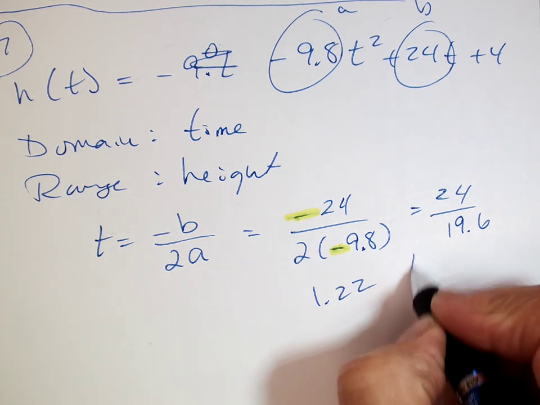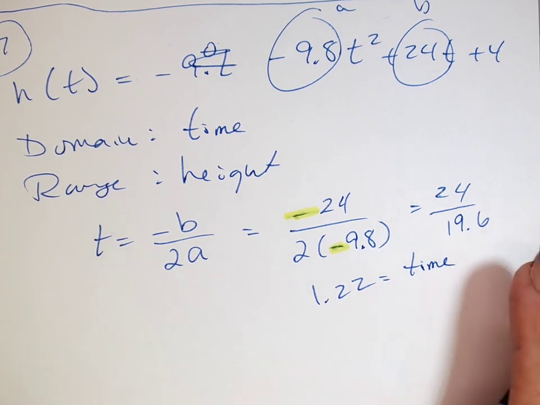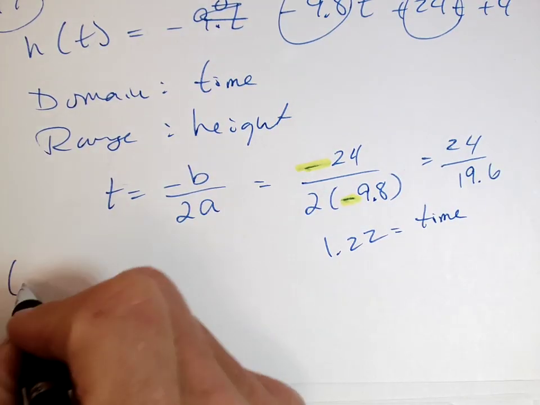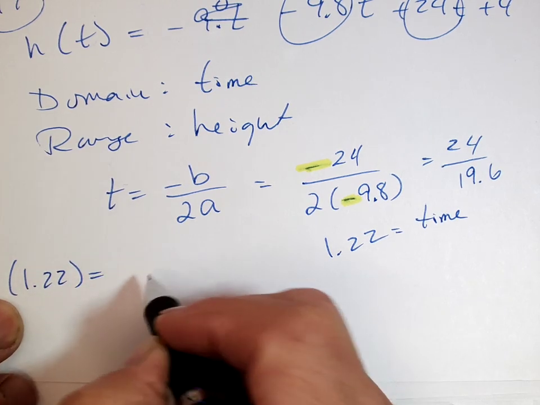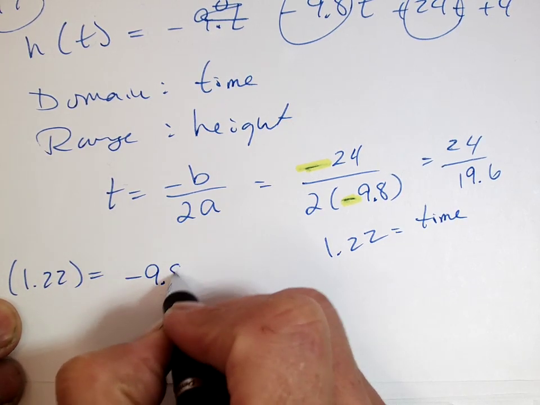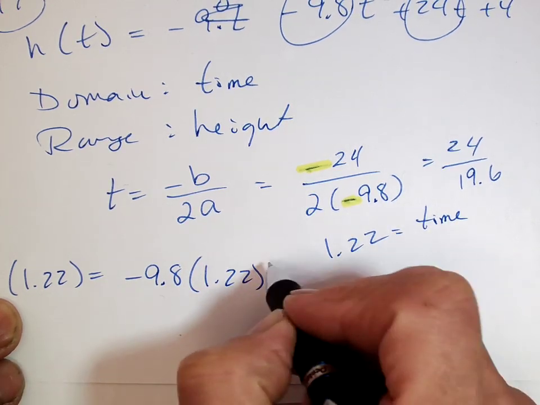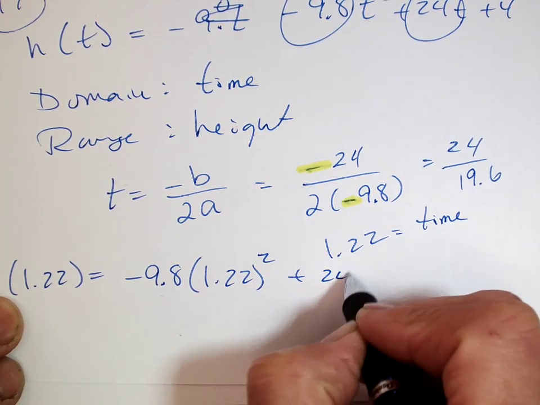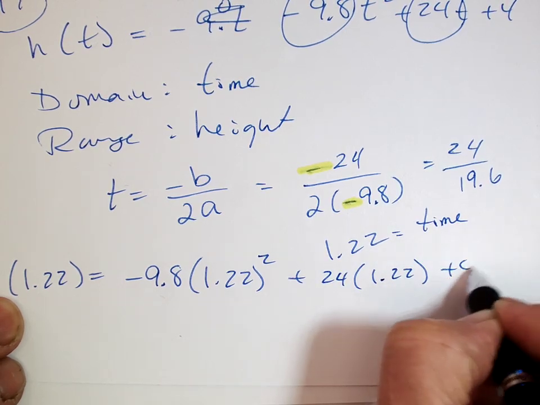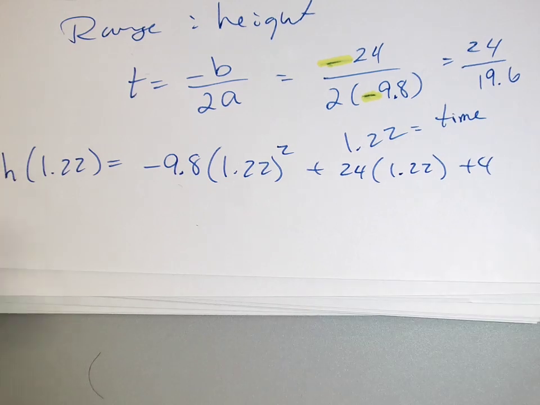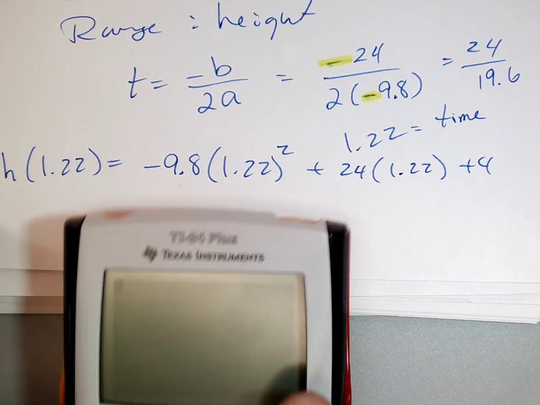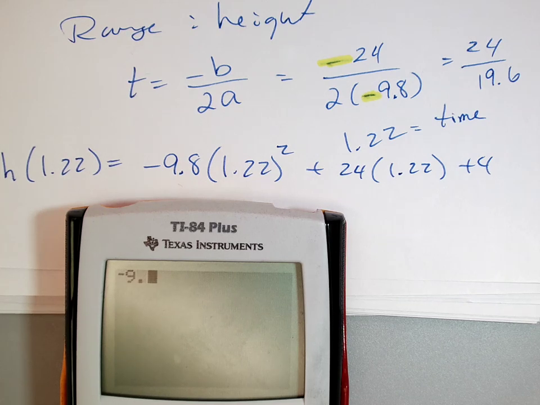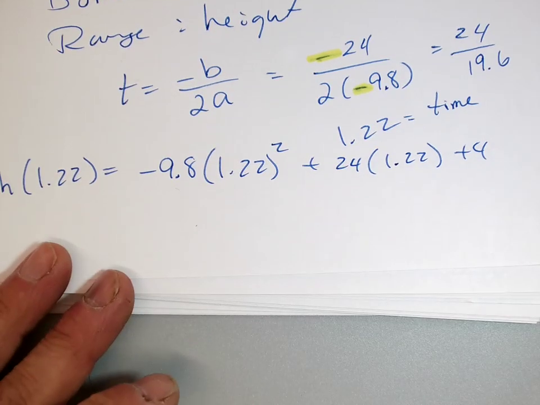So that's my time. But I don't want the time, I want the height. So I'll go h of 1.22, the height at 1.22 seconds: negative 9.8 times 1.22 squared plus 24 times 1.22 plus 4. I'll plug it into my calculator, and I get a height of about 18.7 meters.